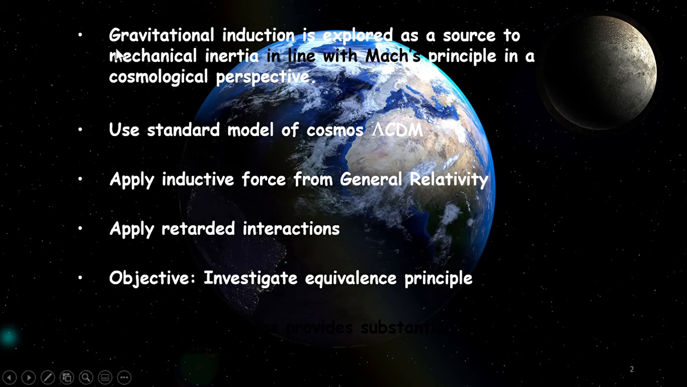I will use gravitational induction as the source of mechanical inertia. And this is in line with Mach's principle, and I will work in a cosmological perspective. I will use the standard model cosmos, lambda CDM, and apply the inductive force as derived from general relativity. I will apply retarded interactions since interactions take time. My objective is to investigate the equivalence principle and hopefully show that gravitational and inertial mass are equivalent.